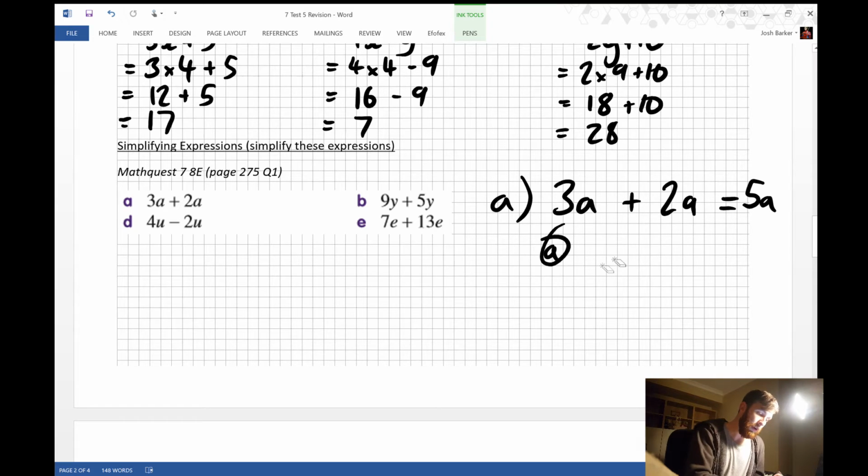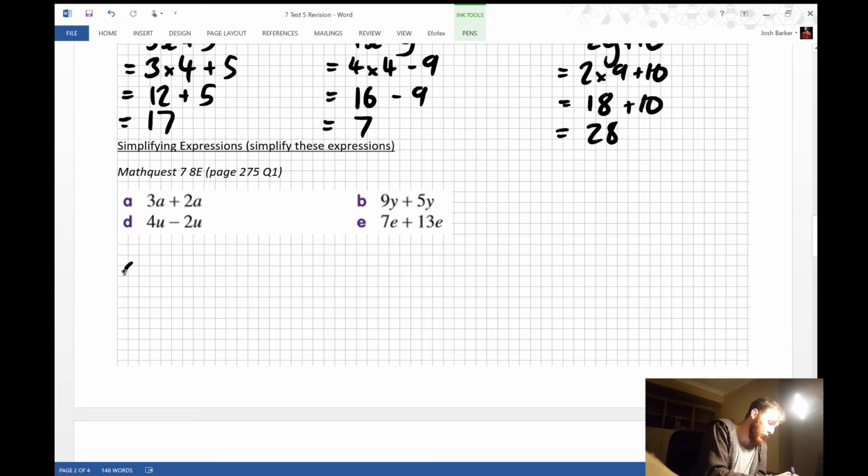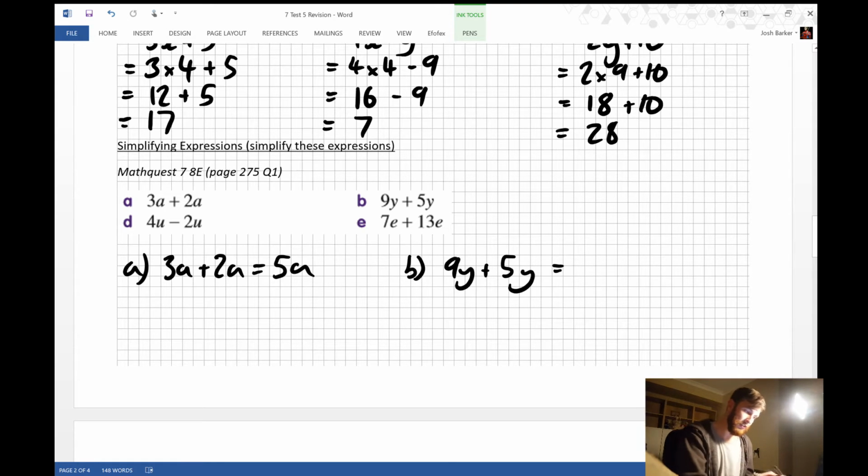Key to that is whatever your variable is, as long as it's the same type of thing. So in this case, you've got 3 lots of a. This one, you've got 2 lots of a as well. You can add them together like normal numbers. So first one just there, 3a plus 2a, like we've just said, is 5a. We'll do b as well. 9y plus 5y. Well, 9 lots of y plus 5 lots of y is going to be 14 lots of y in total.